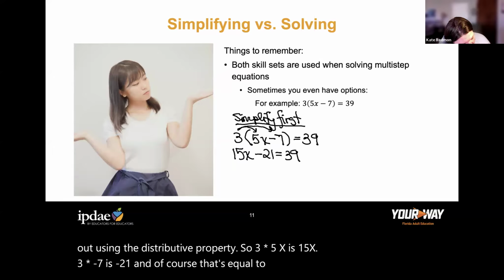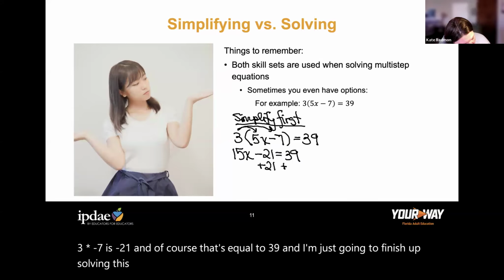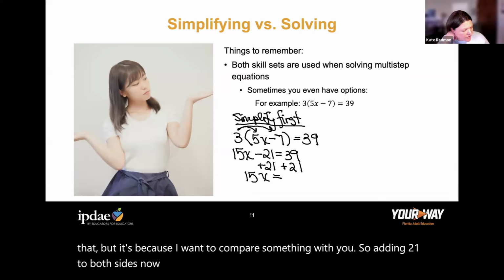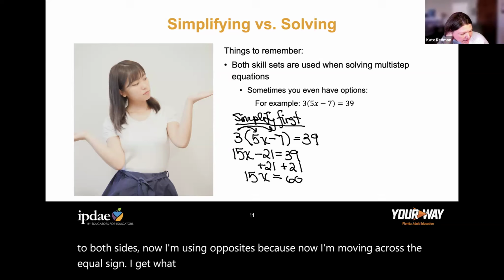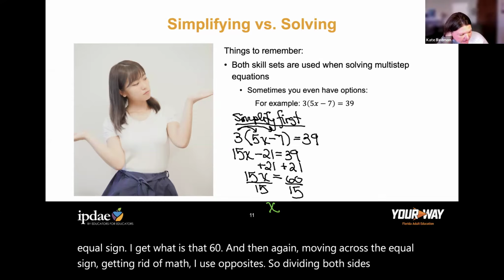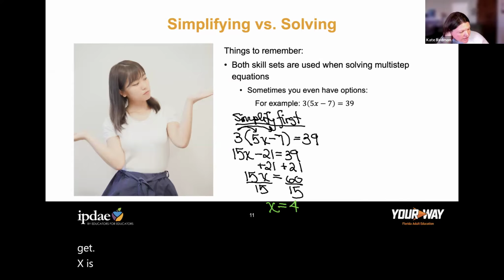And I'm just going to finish up solving this here, even though I know most of you guys know how to do that. But it's because I want to compare something with you. So adding 21 to both sides, now I'm using opposites because now I'm moving across the equal sign. I get, what is that, 60. And then again, moving across the equal sign, getting rid of math, I use opposites. So dividing both sides by 15, I'll get x is equal to 4. So in that case, I simplified first and then solved, but that's not the only way to go about this.